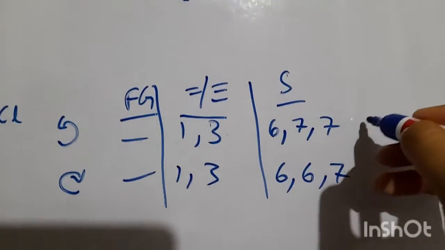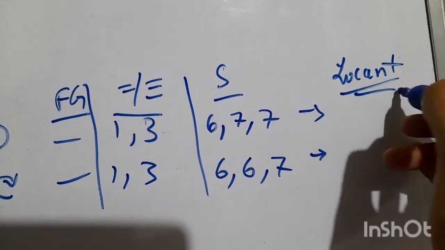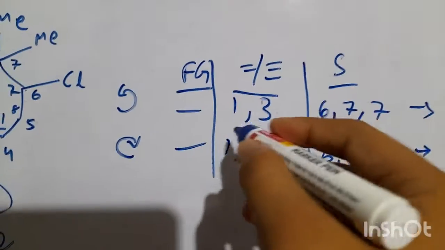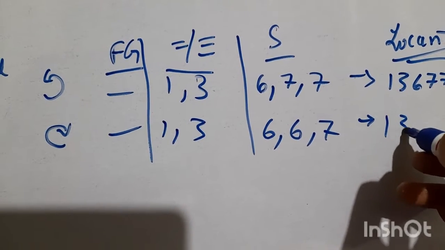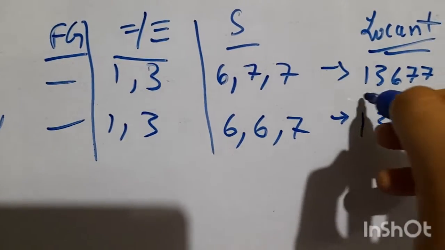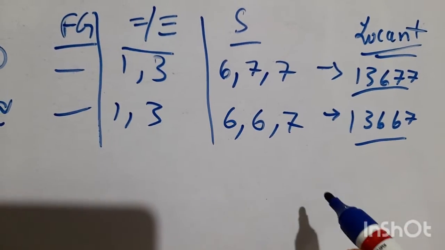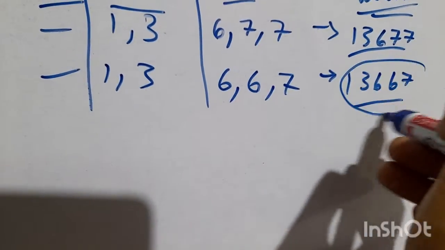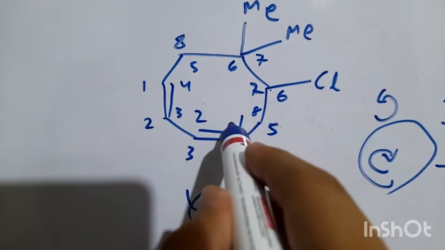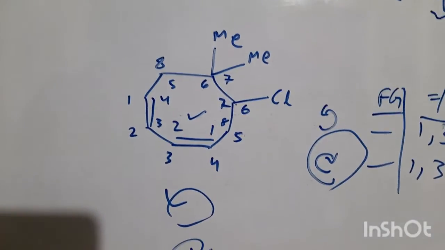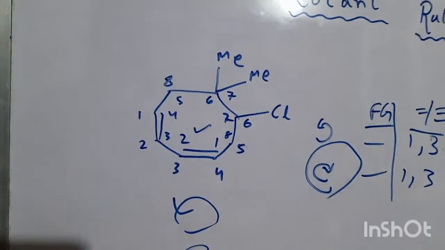All right, what are the locant numbers? Let's see. It's 1 3 6 7 7. No, it's 1 3 6 6 7. Which is lower? I don't have to tell you, you're not class 1 students. This is lower, and this is the clockwise counting, of course. So this inward counting is correct, starting from here all over to here. All right, anti-clockwise is incorrect.